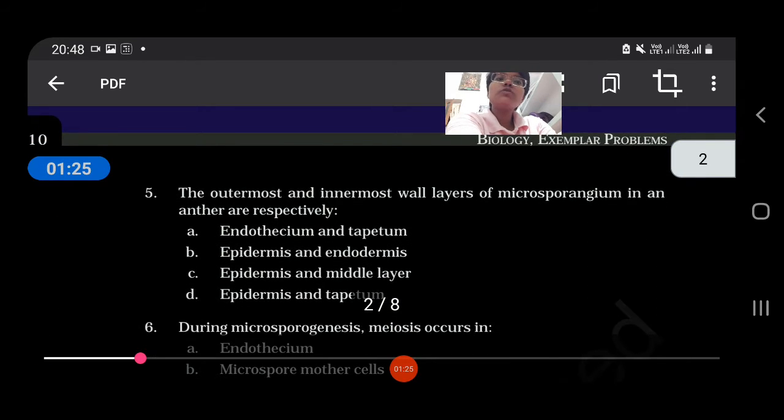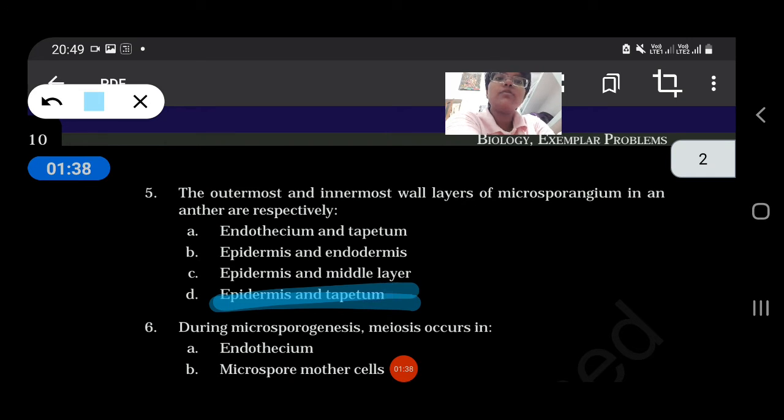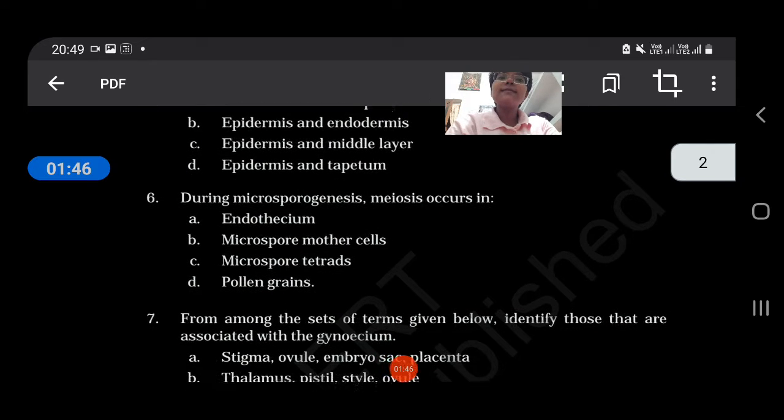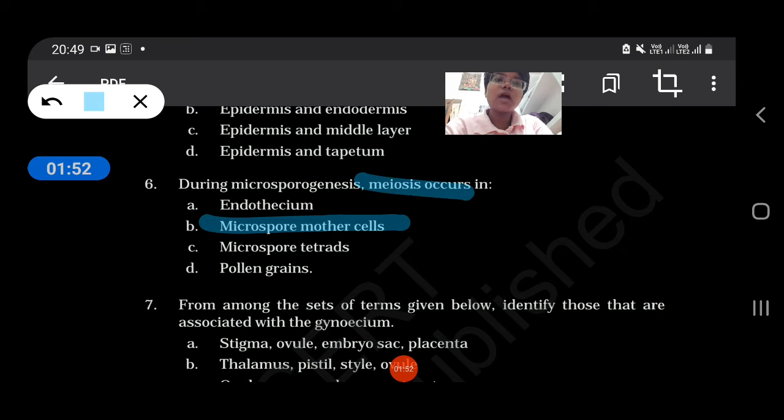The outermost and innermost wall layers of microsporangium in an anther are respectively epidermis and tapetum. Epidermis and tapetum, outermost and innermost wall layers. Okay. During microsporogenesis, meiosis occurs in microspore mother cell. Microspore mother cells undergo meiosis. Okay.